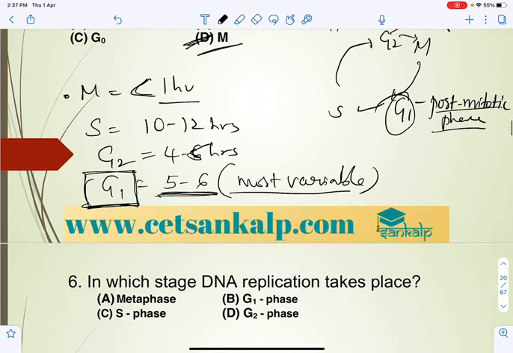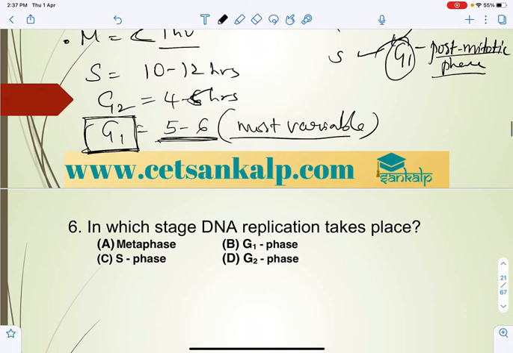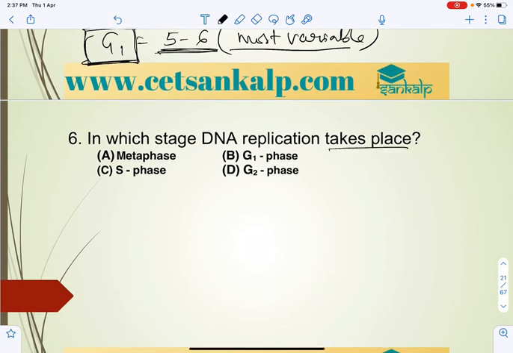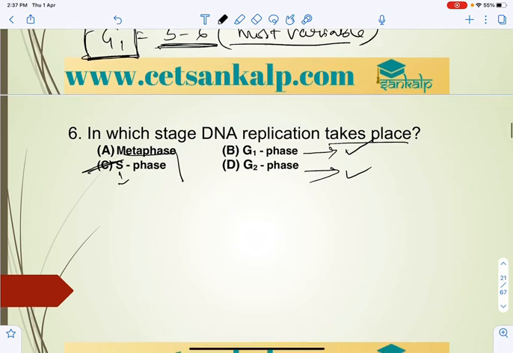So next question we can take: in which stage does DNA replication take place? As we all know, DNA replication takes place in the S phase, hence it is called the DNA synthetic phase or DNA duplication phase. And we know what happens in G1 and G2: raw materials for histone will be produced here in G1 and G2. Protein and RNA production continues.